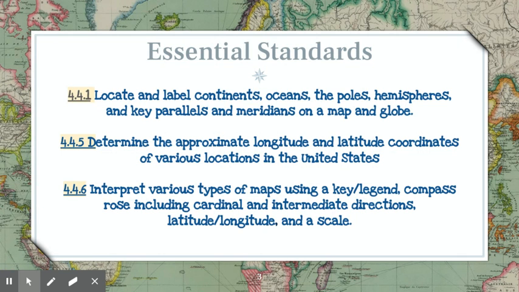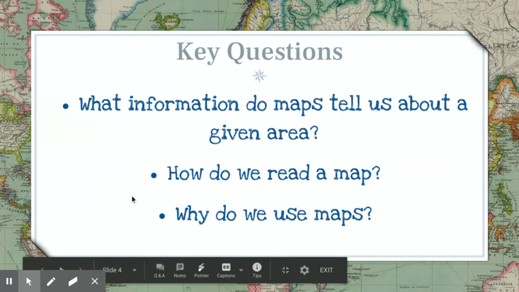Again, our essential standards that we are working with within these lessons is locating and labeling the continents, oceans, poles, and so on a map or globe. We're going to determine the approximate longitude and latitude coordinates today of various locations in the United States. And we're also going to use various types of maps using their map features like keys, the map key, legend, compass rose, and cardinal and intermediate directions.